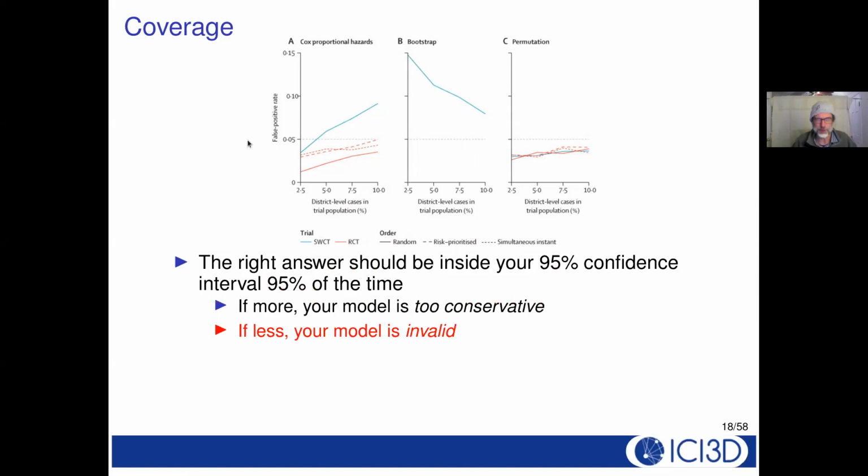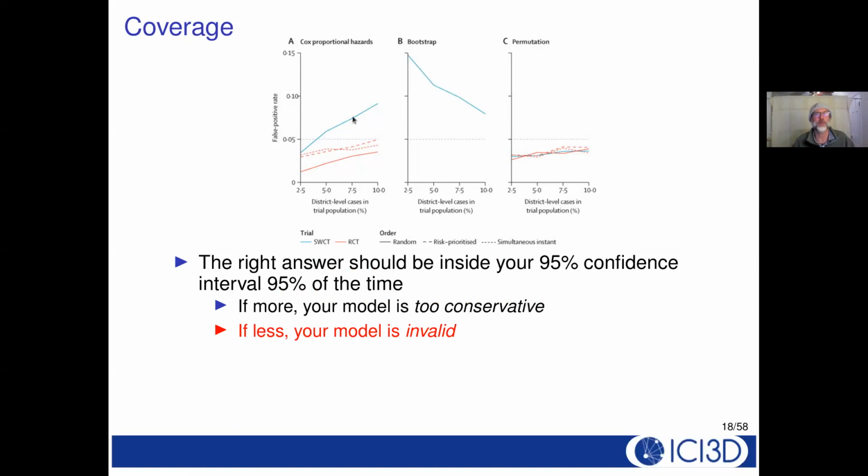Here is an example of trying different statistical methods in a very real application. This is the example that Julie has already talked to you about, where some of us from ICI3D were doing modeling to aid a decision about a clinical trial for an Ebola vaccine. We made some fairly complicated and very interesting simulation models inside our model world. And we asked, if we construct a vaccination trial like this and do a statistical analysis like that, what proportion of the time do we get the right answer? And we found that with classic models like the Cox proportional hazards and the bootstrap, the false positive rate here is the opposite of coverage.